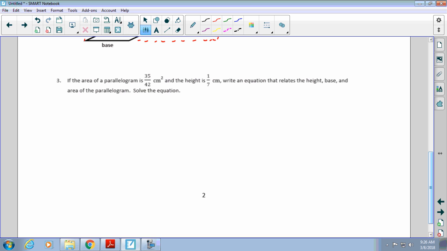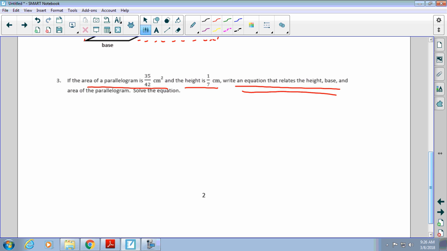All right, so it says if the area of a parallelogram is 35/42 centimeters squared and the height is 1/7 centimeters, write an equation that relates the height, base, and area of the parallelogram. Solve the equation. Let's read that again. If the area of a parallelogram is 35 over 42 centimeters squared, so they're giving us the area, okay, of this parallelogram. We know the area. The height is 1/7 centimeters. That's important to know.